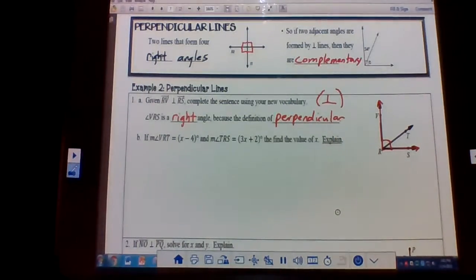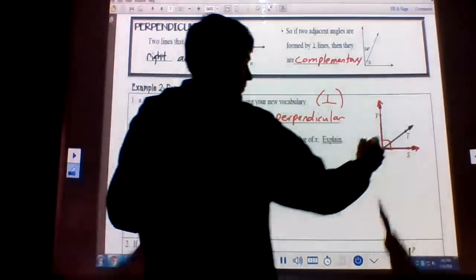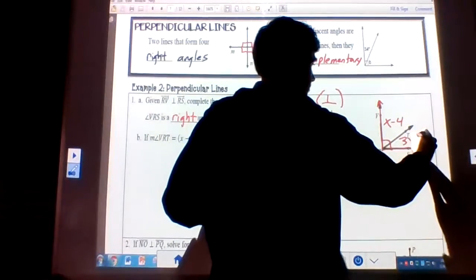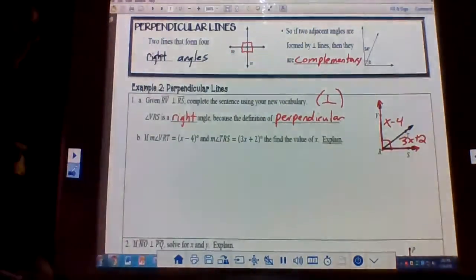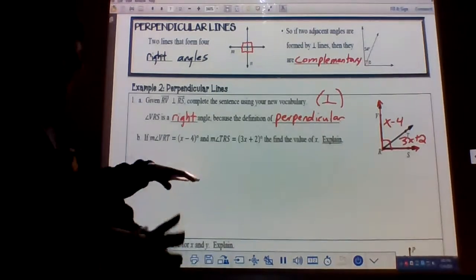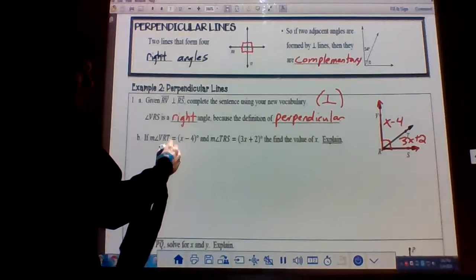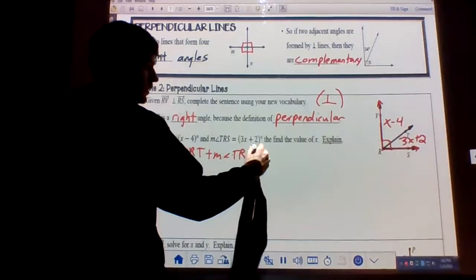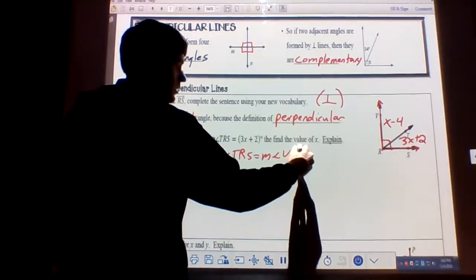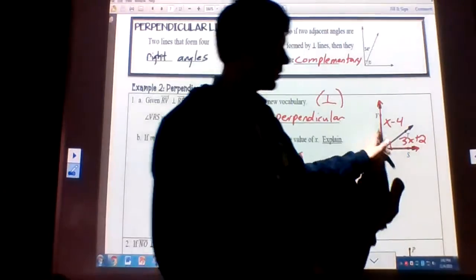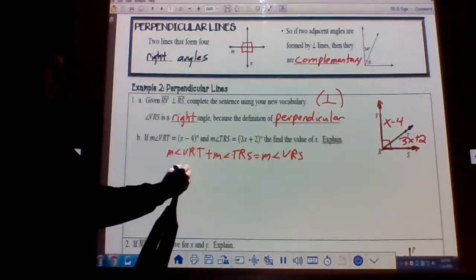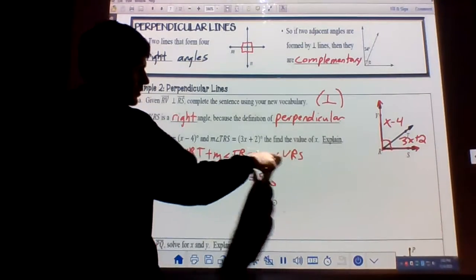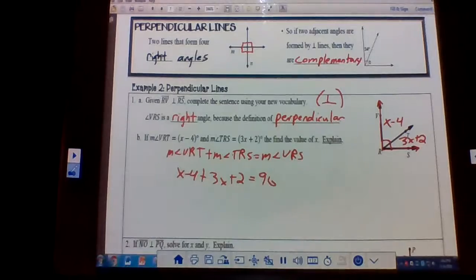Okay. And then B here, if the measure of angle VRT is x minus 4, and the measure of angle TRS is 3x plus 2, find the value of x. So we have the two pieces add together to get the whole part. So we would have the measure of angle VRT plus the measure of angle TRS. It's going to equal the measure of angle VRS. Right? This angle plus this angle equals the whole thing. So that's going to be x minus 4 plus 3x plus 2 equals 90 degrees.